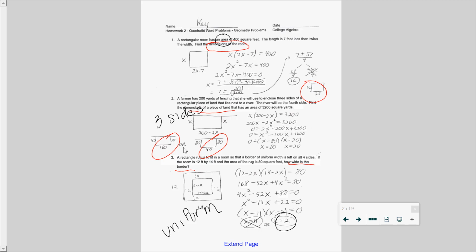Yeah. Yeah, right. I'll flip it to the next page in a second.